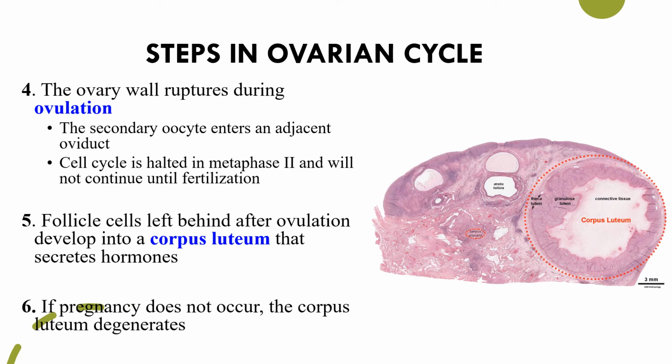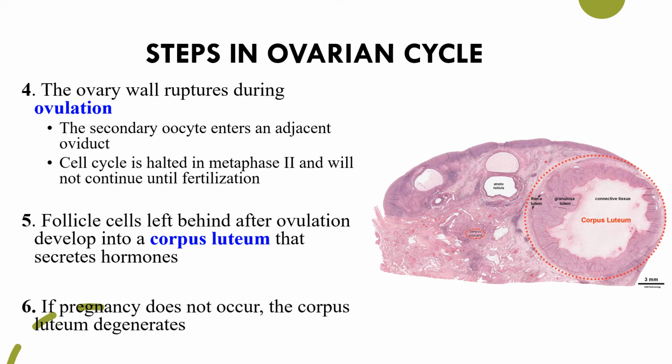Next, the ovary wall ruptures during ovulation. So the secondary oocyte enters an adjacent oviduct, and then the cell cycle is halted in metaphase 2 and will not continue until fertilization. So as you see, there are always two stops. The first one is before puberty, which is the arrest in prophase 1. And then not until the egg is being fertilized, it will also be arrested in metaphase 2.